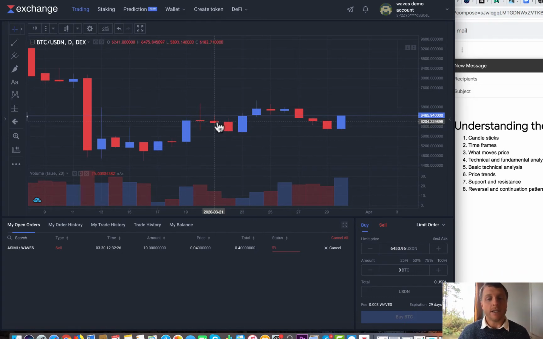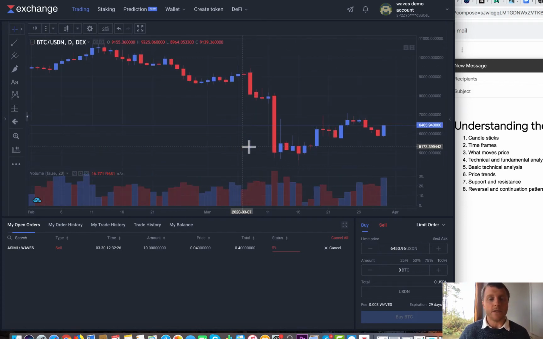If it's red, it's the opposite. So this candle opened here at 6465 and then moved down to 5817 and closed. And so that's what you're looking at when you look at these different colors. You know where the candlestick opened, because if it's blue, you know it opened at the bottom and then moved up. If it's red, you know it opened at the top and moved down.